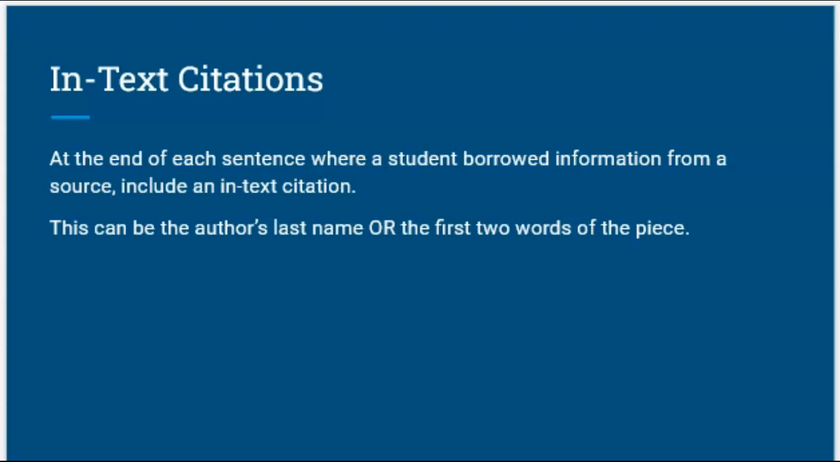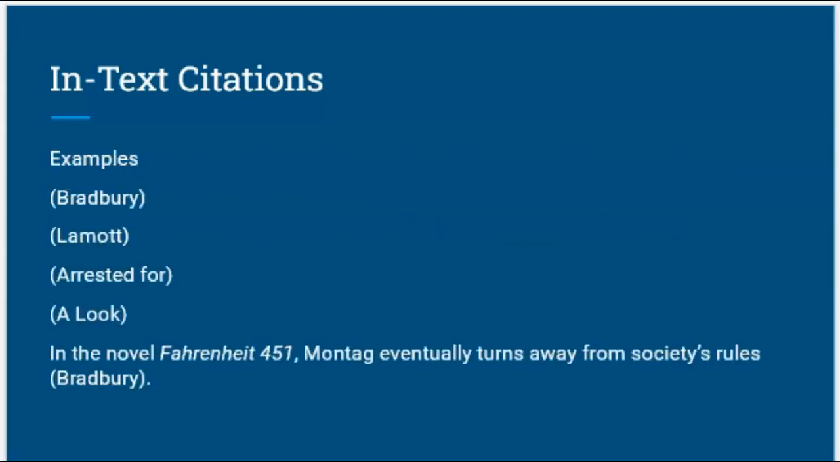All right, let's talk about in-text citations. So the in-text citation goes at the end of the sentence where a student borrowed information from a source. That's what you include in an in-text citation. This can be the author's last name or the first two words of the piece. Now you're only going to use the first two words of the piece if you do not have an author's last name. An example of that might be a website where they don't list the author, but you've got great information on that website that you want to include. Let me show you some examples.